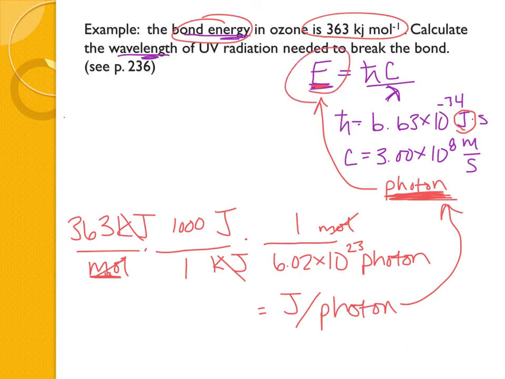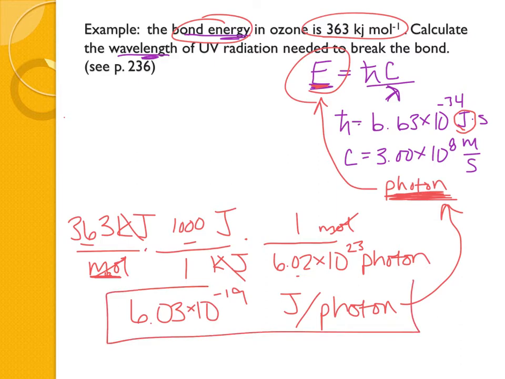When you do 363 times 1000 divided by Avogadro's number, you get 6.03 times 10 to the negative 19th joules per photon. There we go. That is our answer so far as converting, but we still need to plug that into the energy formula along with these constants in order to solve for our wavelength.